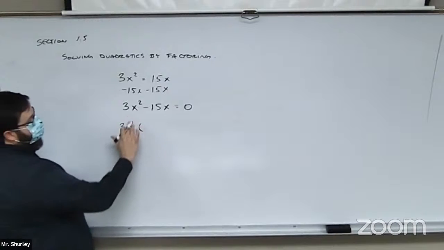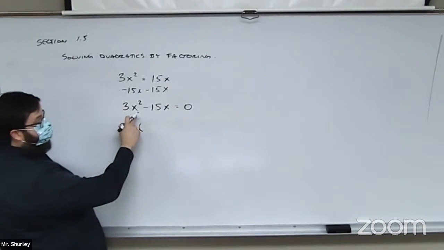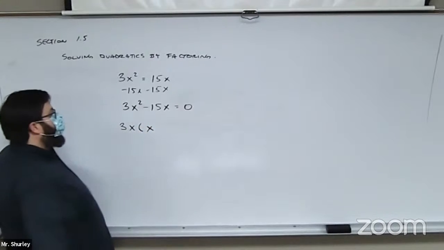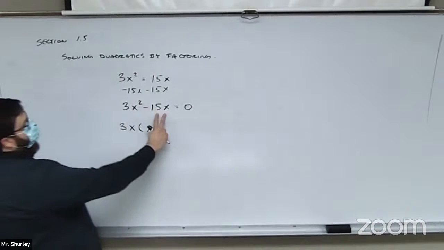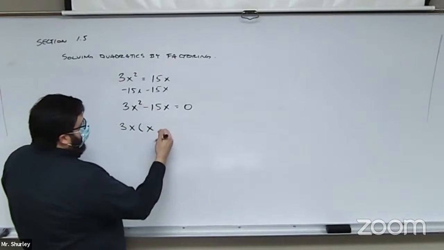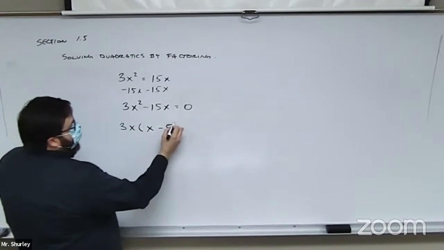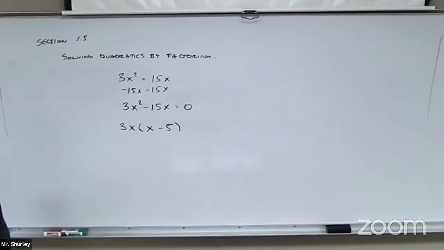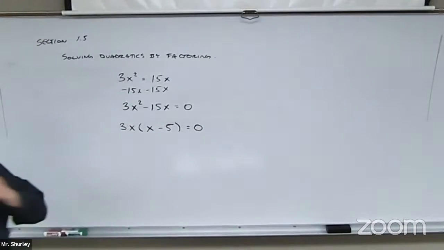Now, when we factor the 3x out of this first term, we factored the 3 out and we factored one of the x's out, so we're left with x. And we look at that second term. If we factor a 3 out of here, we're left with a -5. We factored the x out, so we don't have an x left over. So there's our two factors, 3x and x - 5.